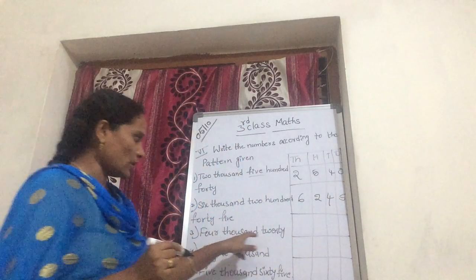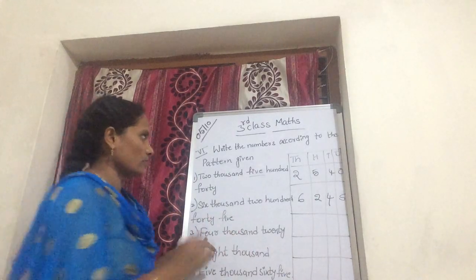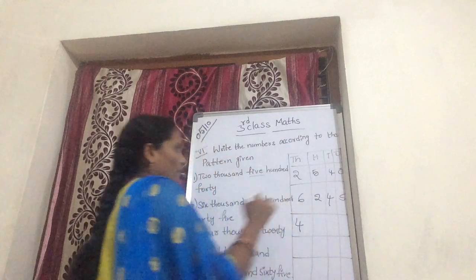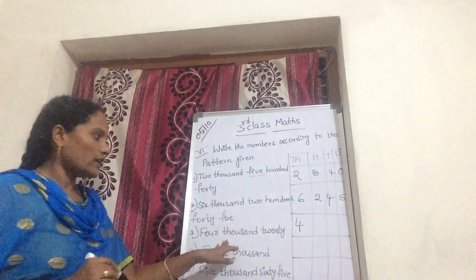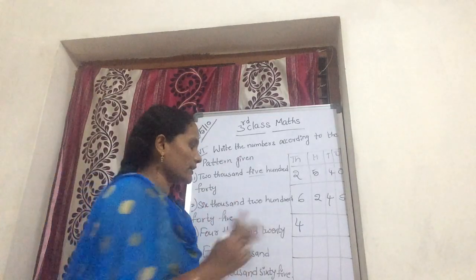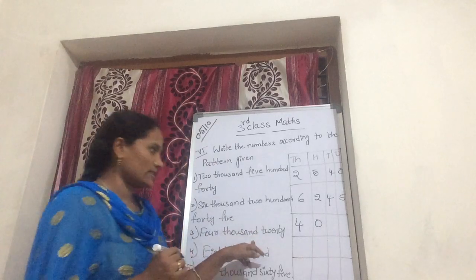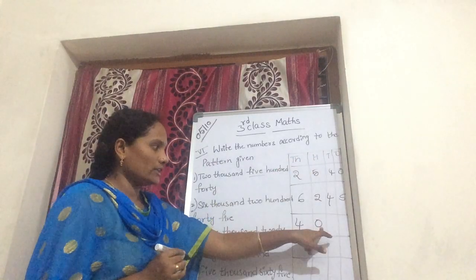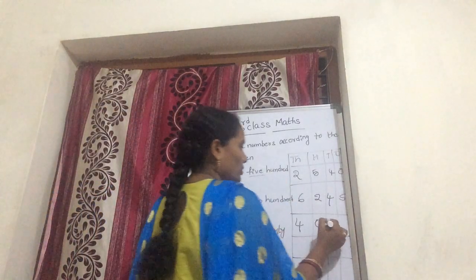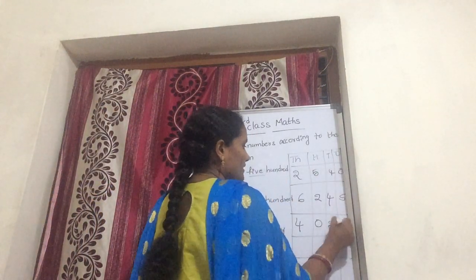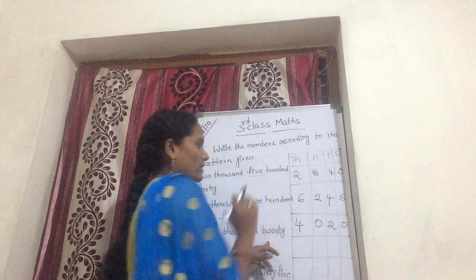Next one, 4,020. In the thousand place 4 is there. So you should write 4 in the thousand place. Next, hundreds are not given here. That's why you put a 0 in the hundreds place, because in our problem hundreds are not given. Next 20. In the tens place you should write 2. In the ones place you should write 0.